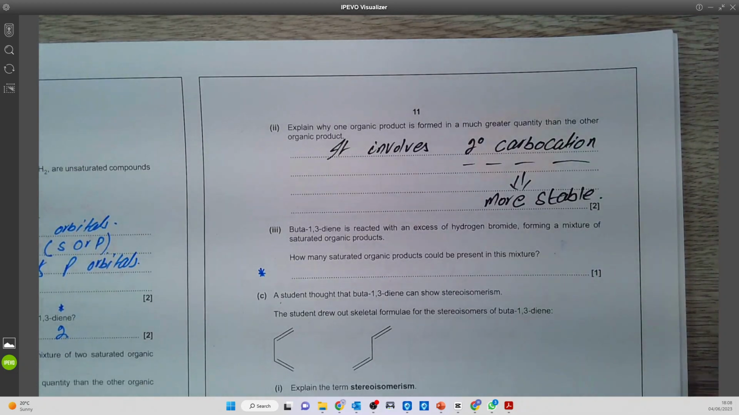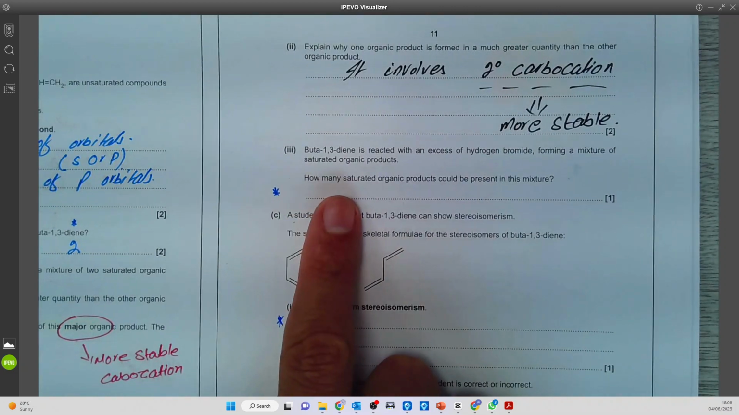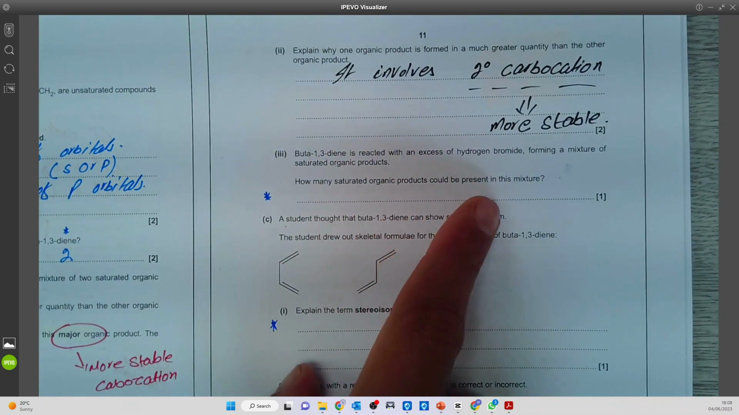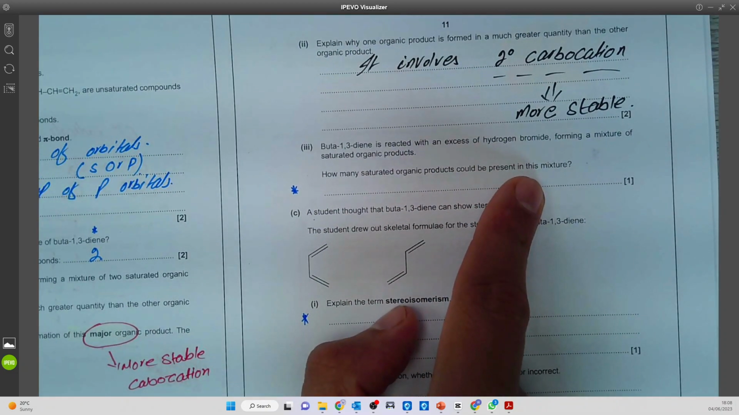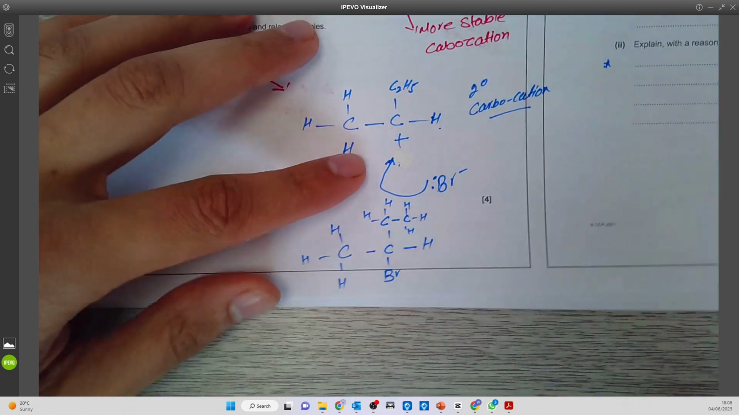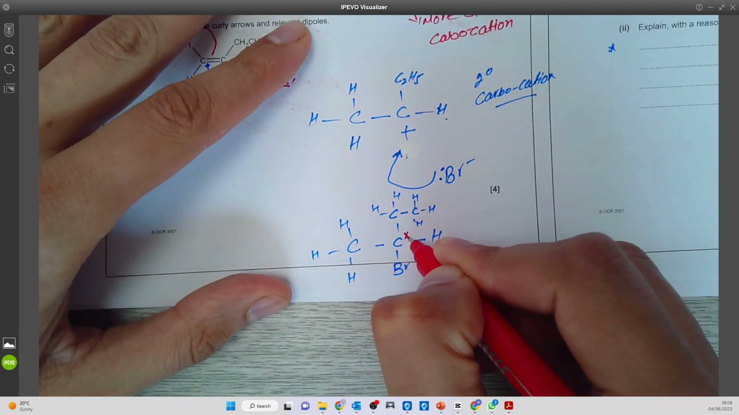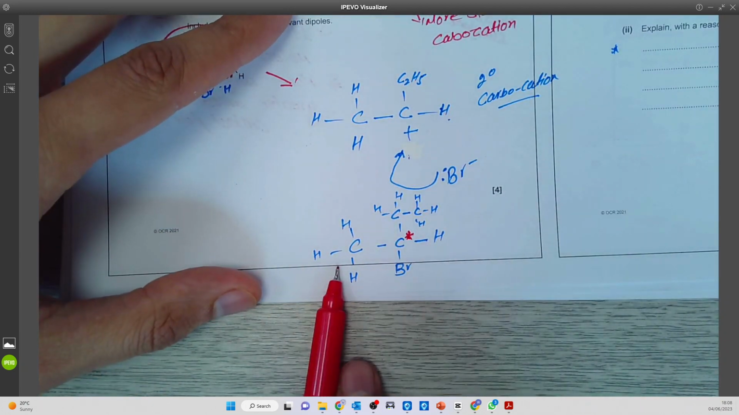Okay, I put a star here, right? It's only one marker, but it's an important question. It says now, how many saturated organic products could be present in this mixture? We already know there'll be a minor product and a major product. But for the major product, if you look carefully, this is chiral carbon 2 because it has hydrogen, bromine, here C2H5, here CH3.